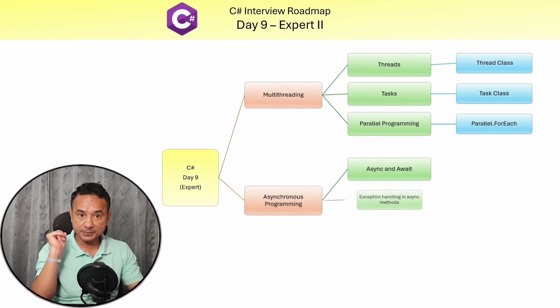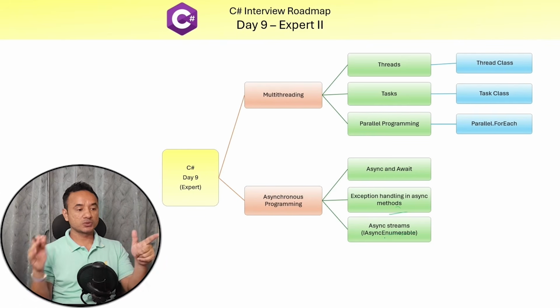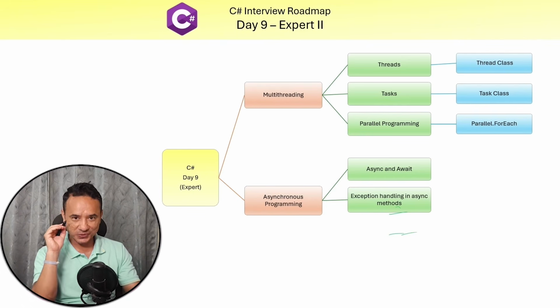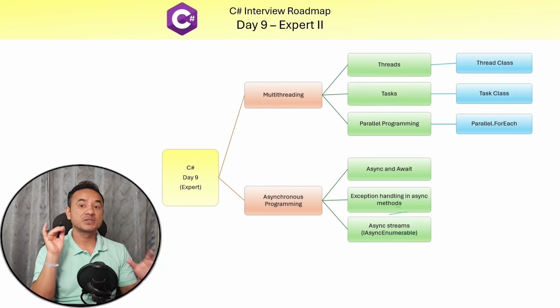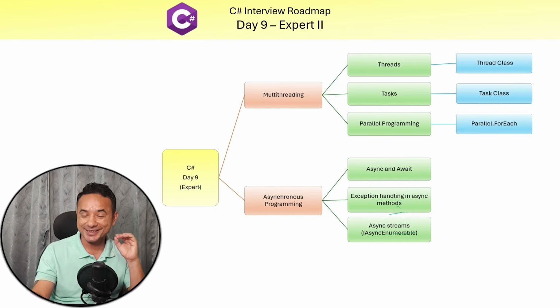Next, you can handle exceptions in async methods. Sorry, exceptions you can handle using try catch also, the exception handling works with async methods. Then from C sharp 8 onwards, we have async streams using IAsyncEnumerable. Okay, it's great for streaming data or real-time processing.